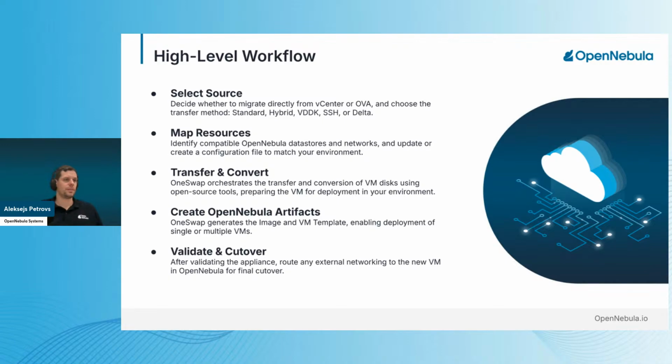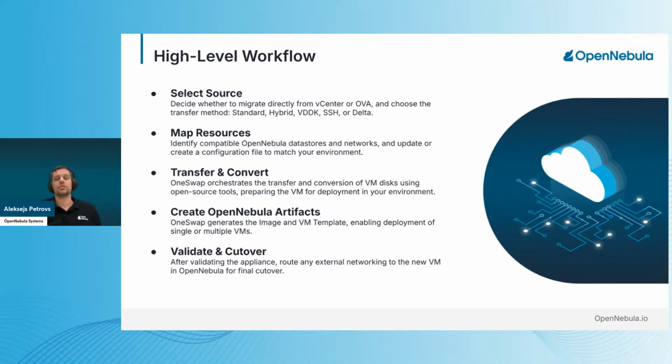Now the workflow itself at a high level is again pretty much straightforward, right? So you need to set the source. Once again, it could be the currently running VMware instance with the virtual machines, or it could be the exported virtual machine in the OVA format. Then there are also a variety of transfer methods that Neil is going to be covering later during the more technical part of this presentation.